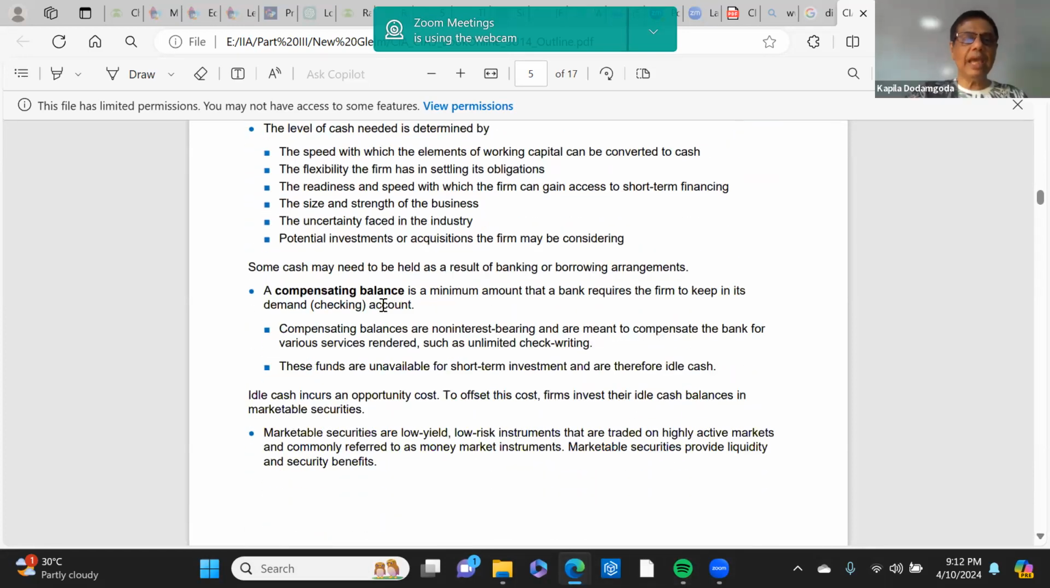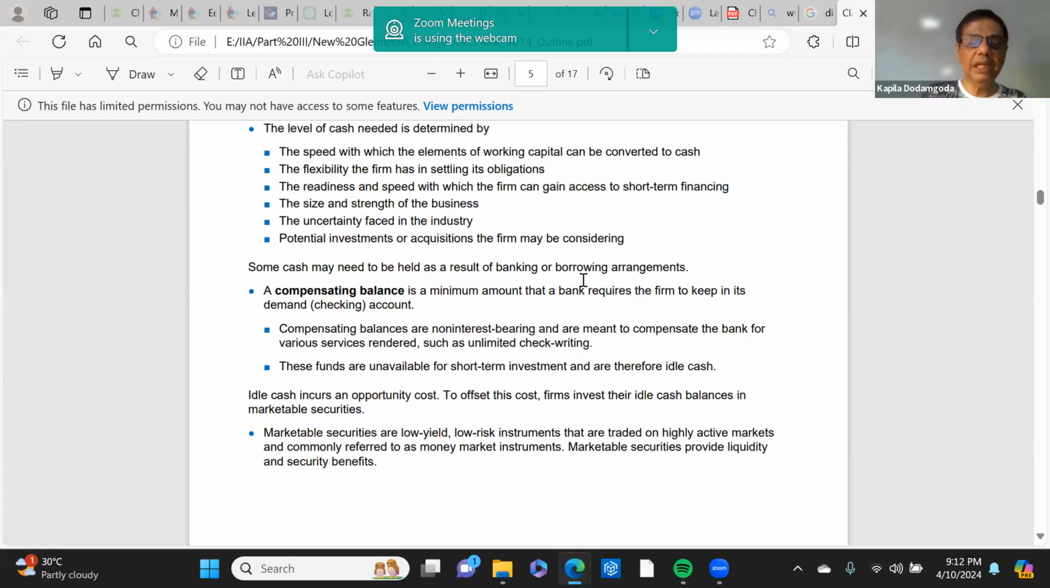Some cash may need to be held as a result of bank borrowing arrangements. That happens sometimes, because say you want a facility, the bank may give you a facility without having full collateral, but they may want you to maintain something like a cash balance. In this part of the topic, they use American terminology, and we may not be familiar with that, but you need to know it.